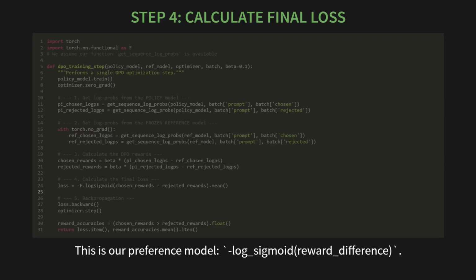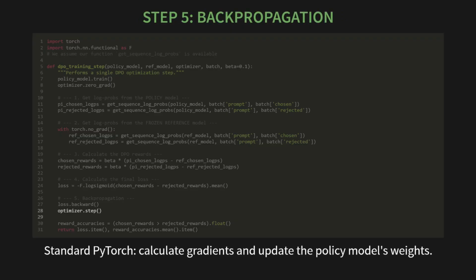Step 5. Backpropagation. And the final piece of the puzzle is pure standard PyTorch. We call loss.backward to calculate all the gradients, and then optimizer.step to update the policy model's weights. And we're done. One training step is complete. A full numerical walkthrough.